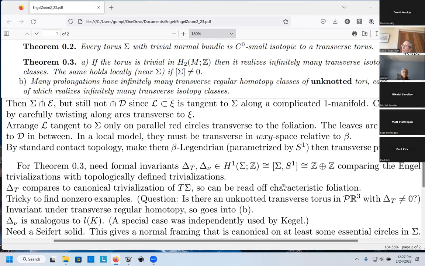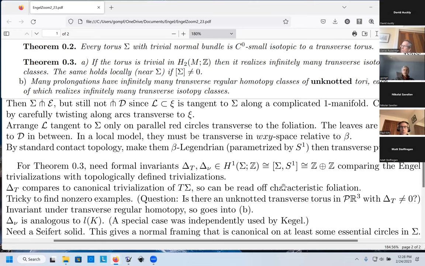And how do we get that topological trivialization? Well, just like for transverse knots in contact three-manifolds, what we need is a Seifert solid. And that Seifert solid will hand us a topologically defined normal trivialization. And so then we can use that normal framing to compare the Engel framing against, and that's how we get a robust invariant, and that's the basic idea for proving the rest of the theorem. The big question here is, under what conditions is that framing really canonical? I mean, if we choose a different Seifert solid, sometimes at least we get a different normal framing. So one has to work through that carefully.